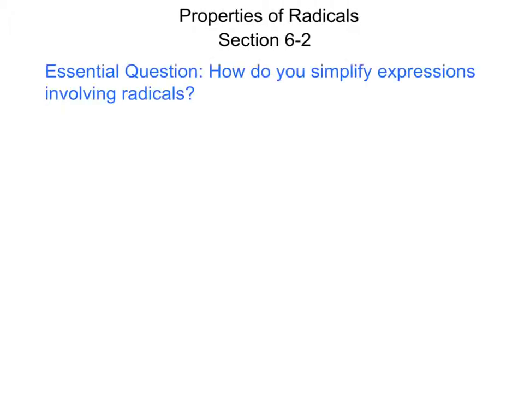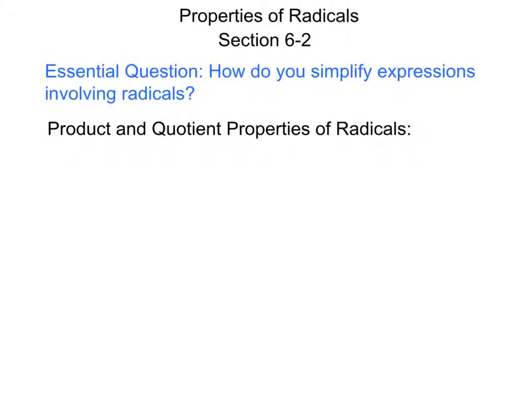The next section in the book is going to talk about properties of radicals. This is section 6-2. The essential question will be, how do you simplify expressions involving radicals? The first thing we'll talk about is the product and quotient properties of radicals.